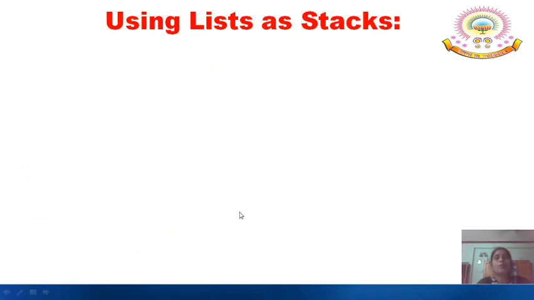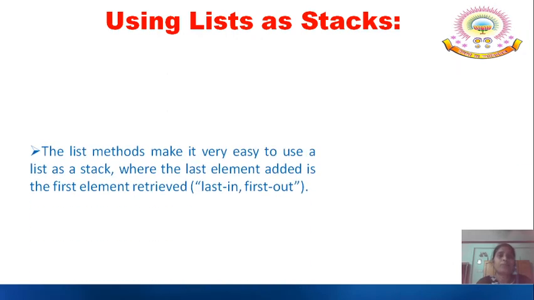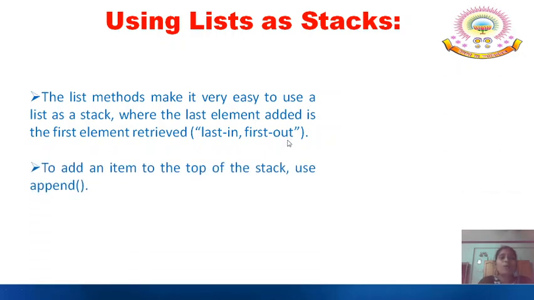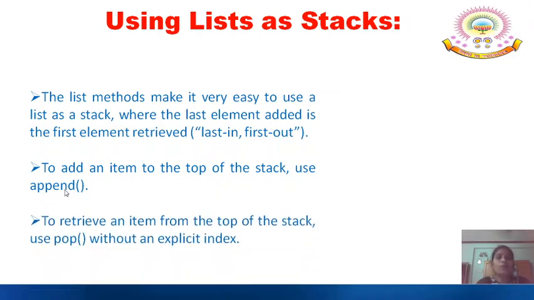Now, how to use a list as a stack? The list methods make it very easy to use a list as a stack, where it will follow the last in, first out (LIFO) method. The last element added will be the first element to be removed. To add an item at the top of the stack, we use append, because it stores at the end. To remove an item from the top of the stack, use the pop function without an explicit index. If you are not providing any index, it takes the last element from the list.